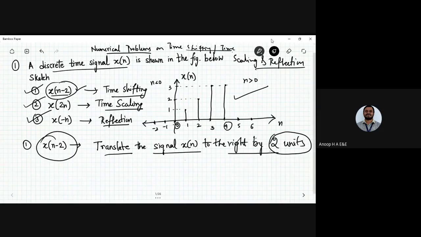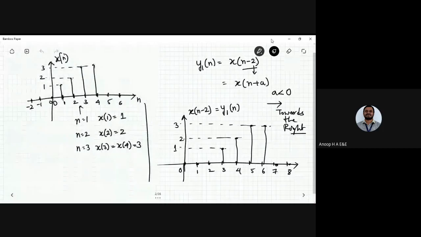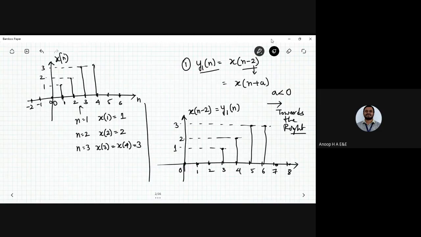Now, what do I need to do? I need to have x of n minus 2, which is time shifting. So using the time shifting property, I can write the first signal as y1 of n, which is x of n minus 2. Let me write the signal again for your convenience.